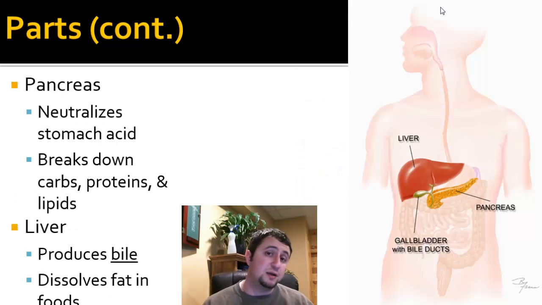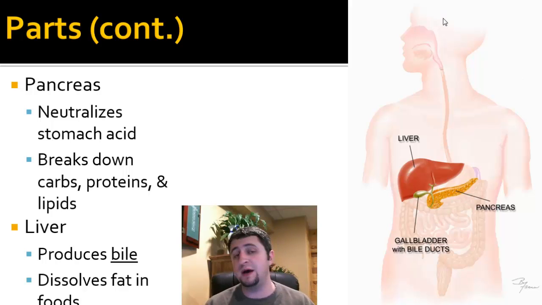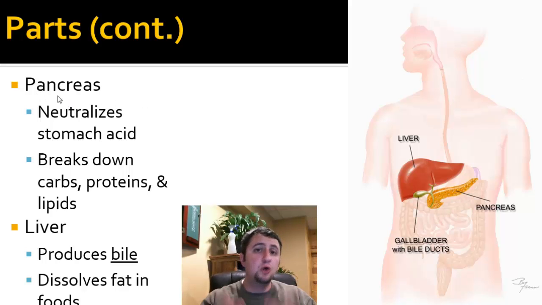Also, in the duodenum, or the first part of the small intestine, leaving the stomach, the pancreas is going to add in a whole bunch of enzymes and compounds that will help to aid in digestion. The pancreas actually doesn't hold food, but it adds in things that actually aid in digestion. One of those things is that it neutralizes stomach acid.